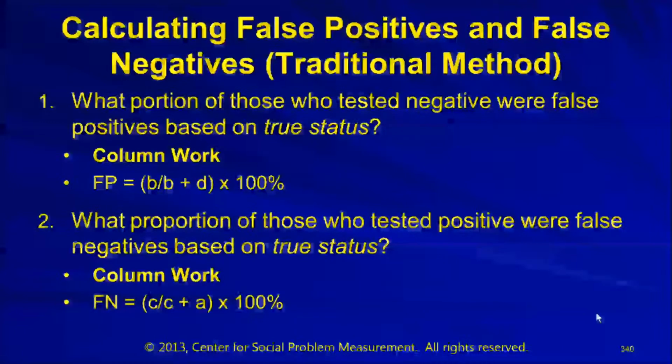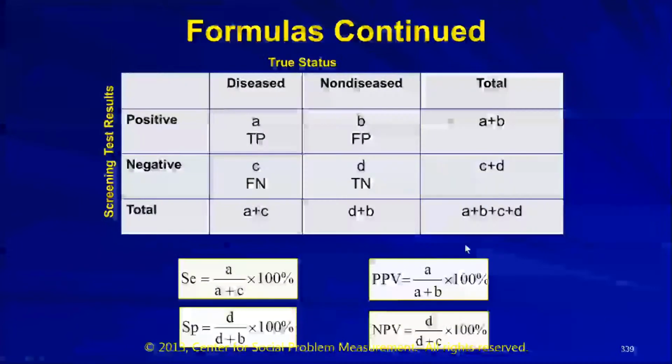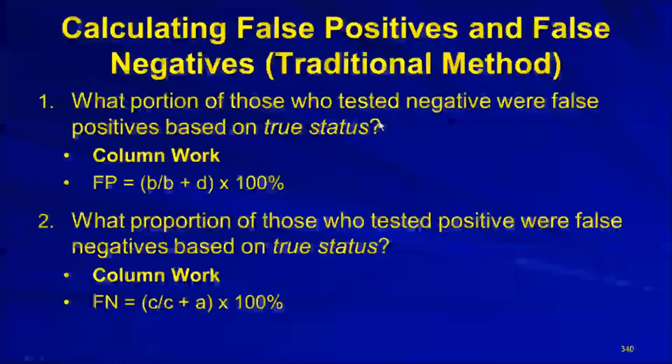Now, I want to talk about calculating false positives. Let me go back and show you what a false positive is. A false positive is a person who tests positive but does so falsely, so really they're non-diseased. There are two traditional methods, and I'm going to show you another method of calculating false positives and false negatives.